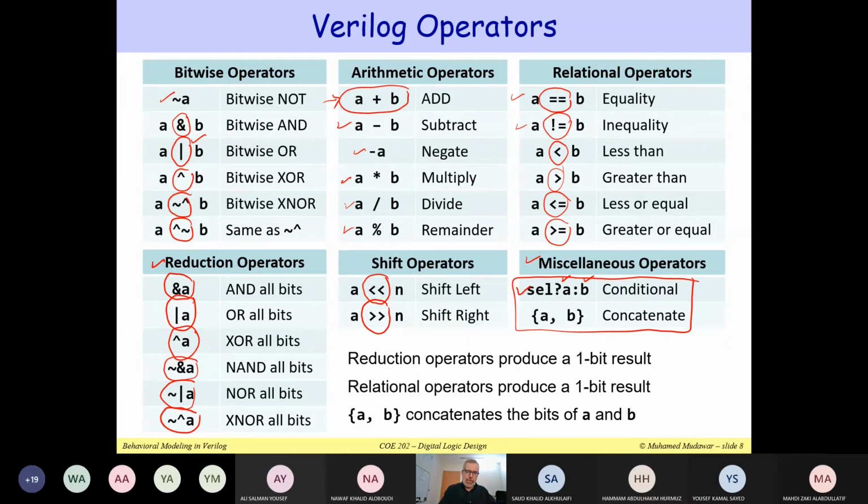We also have the concatenation operator. This is also very useful and very flexible. You can concatenate the bits of A and B. A can be a bit vector, B can be a bit vector, and you can actually concatenate the bits. These curly brackets are known as the concatenate operator in Verilog. I'm going to show you some examples about that.